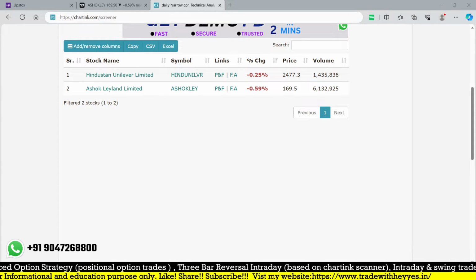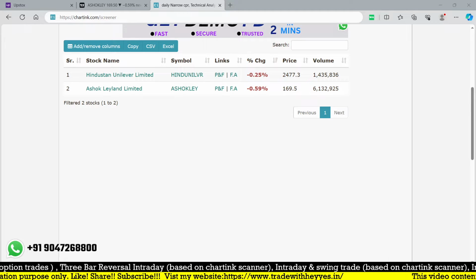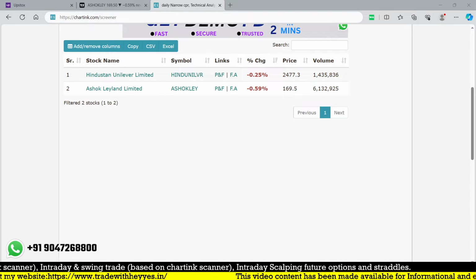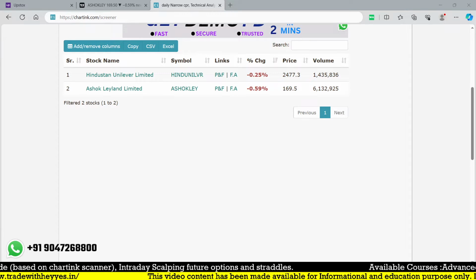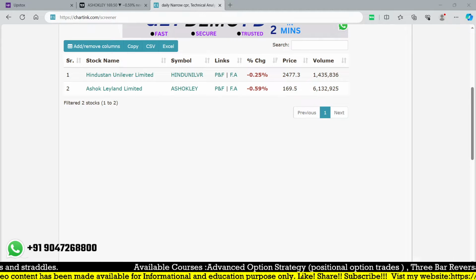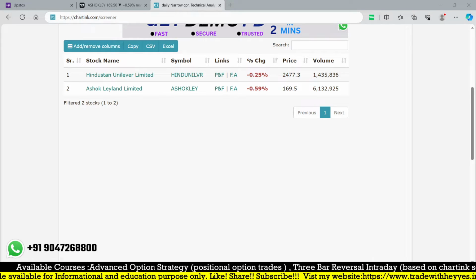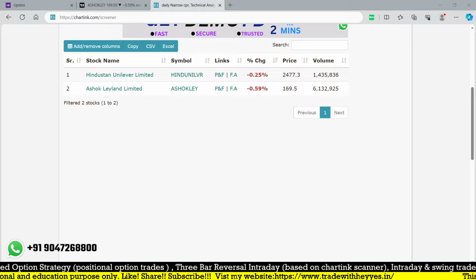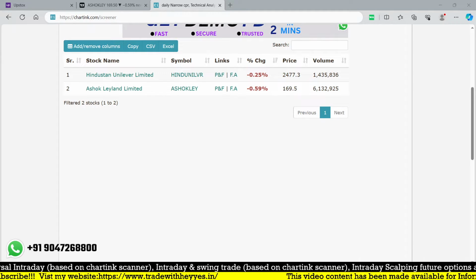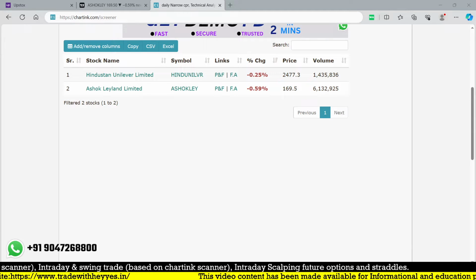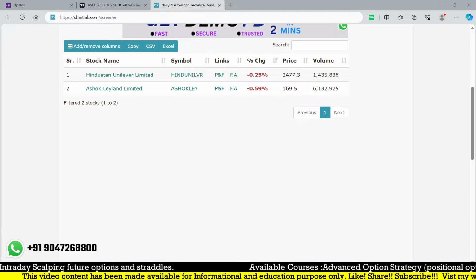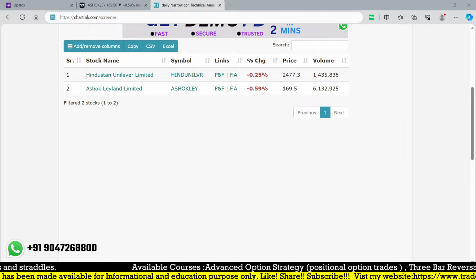In this video, I'm going to discuss the very narrow CPR indicator, the scanner which I have already created and which was available in my premium group. Now I'm going to discuss some modifications requested by my students, so that we can try them in this video. With that Narrow CPR scanner, let me find Hindustan Unilever and Ashok Leyland, which are forming a very tight narrow CPR for tomorrow.